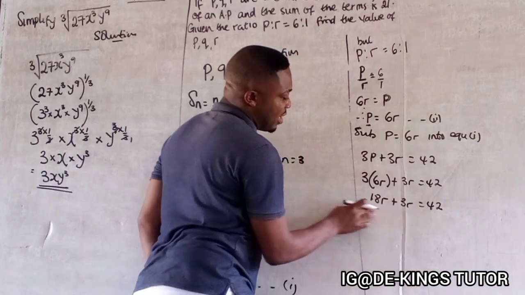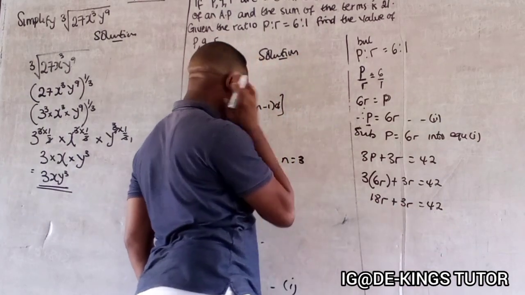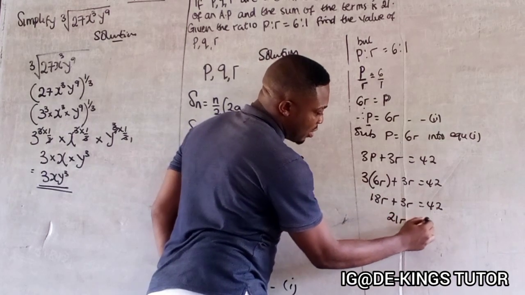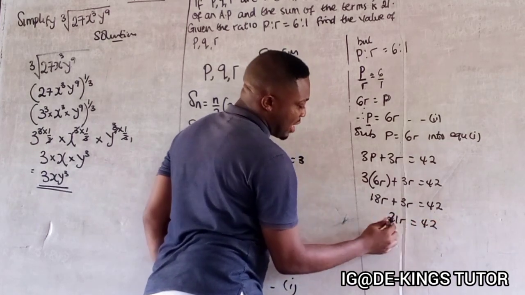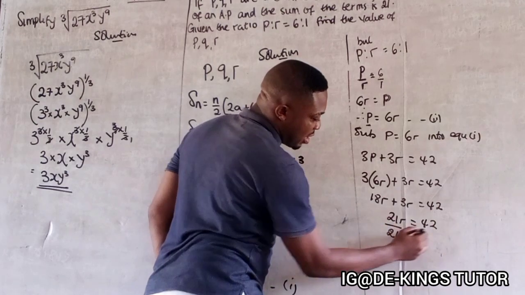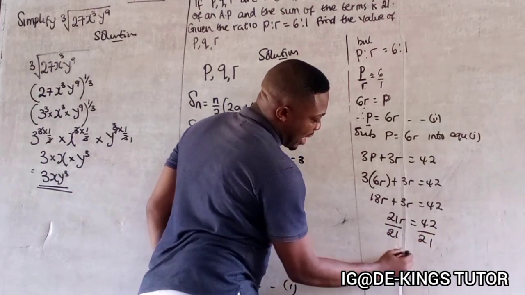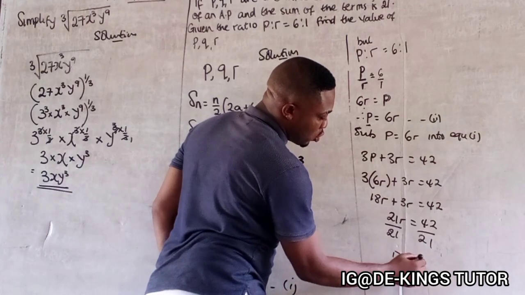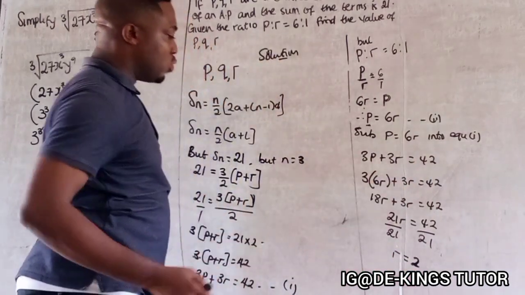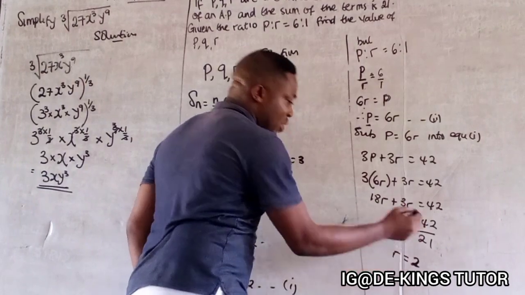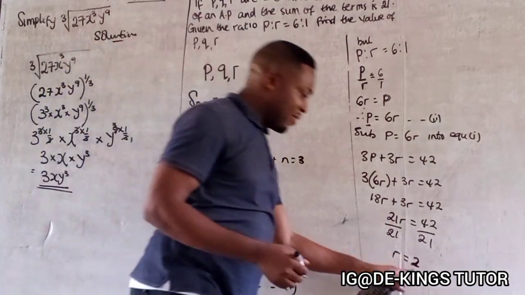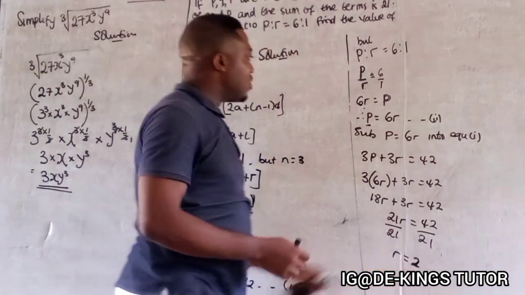Now 3 times 6R gives us 18R plus 3R equals 42. If I solve this, 18R plus 3R equals 21R, so 21R equals 42. To get R, I divide both sides by 21, so R equals 2. Now, since I know R equals 2, how do I get P?